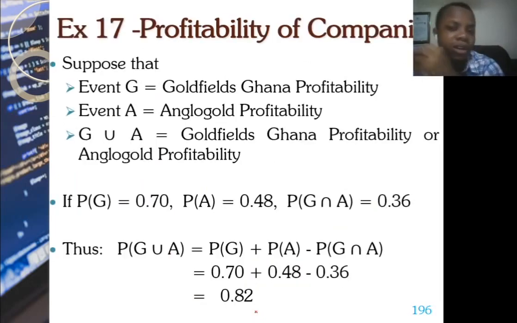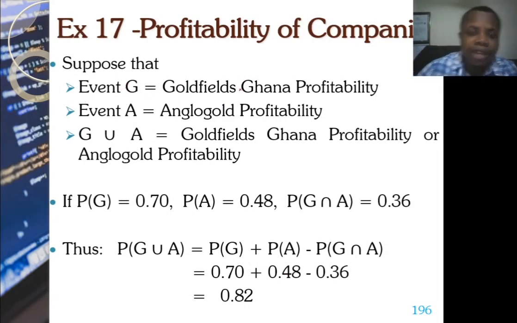Let's see how this is utilized in the field of estimating probabilities. Now suppose that we have two mining companies. Let's take Goldfields and AngloGold. For each of these mining companies, suppose that the event of Goldfields obtaining a certain profit is denoted by G, and the event where AngloGold obtains a certain profit is denoted by event A.